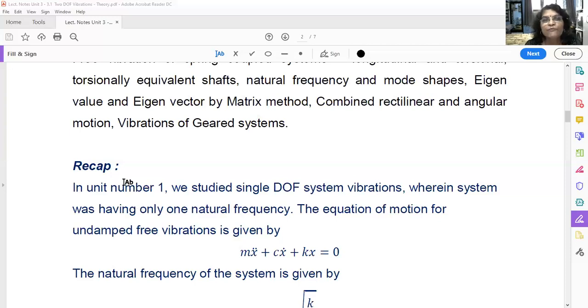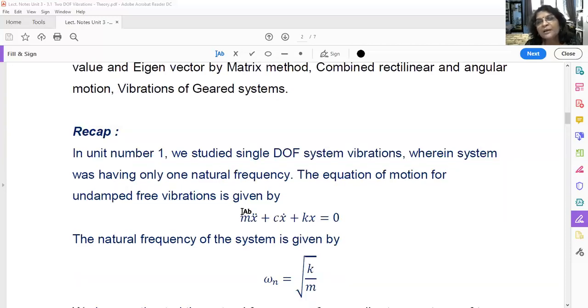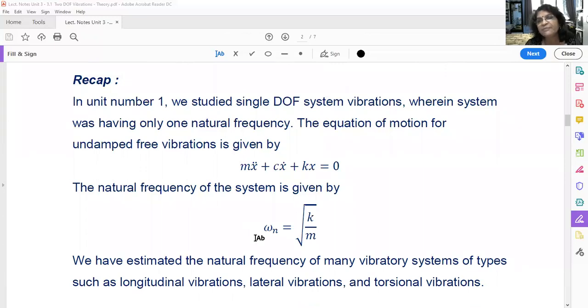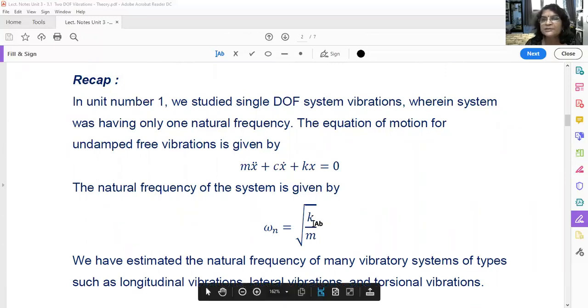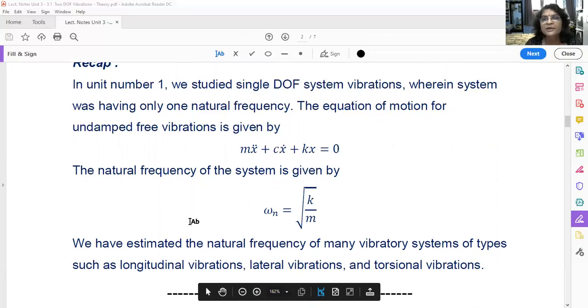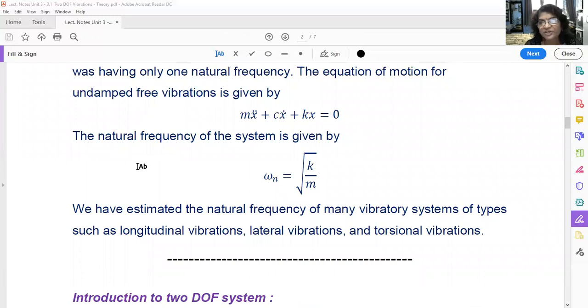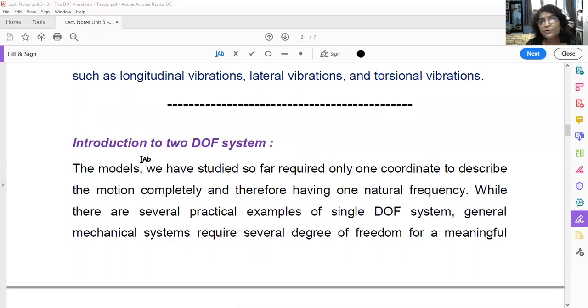So what we have learned in unit number 1, what is the equation of motion for undamped free vibrations? We have learned mx double dot plus cx dot plus kx is equal to 0. The natural frequency of this system is given by omega n is equal to square root of k upon m. So these things basically we have learned for all types of vibrations, that is longitudinal vibrations, lateral vibrations, and torsional vibrations. So let us go to now the introduction of the 2D wave systems.